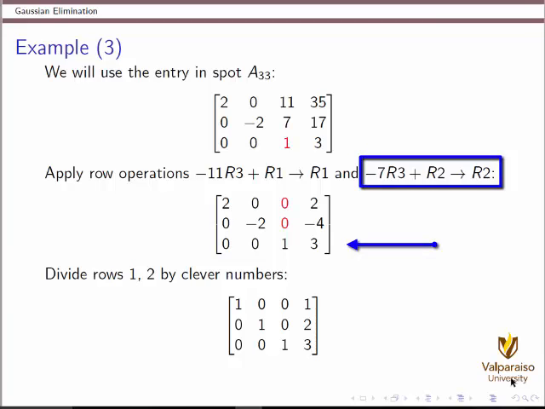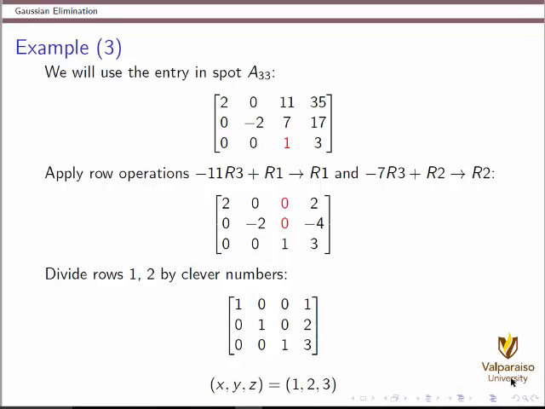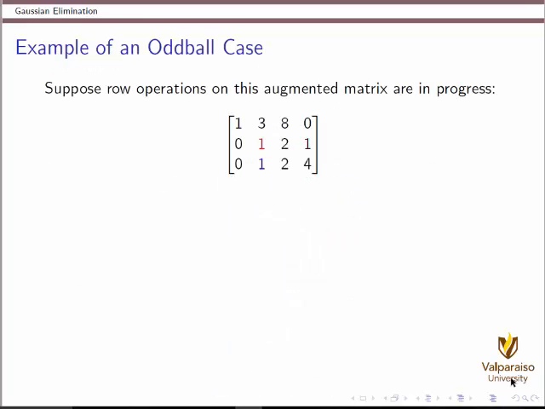This final result is so close to reduced row echelon form, and so if we divide row 1 by 2, row 2 by -2, leave row 3 alone, we now have fully reduced row echelon form. The solution to our system of equations is right there in front of our face. The solution is x equals 1, y equals 2, z equals 3. And we're done. Ta-da!